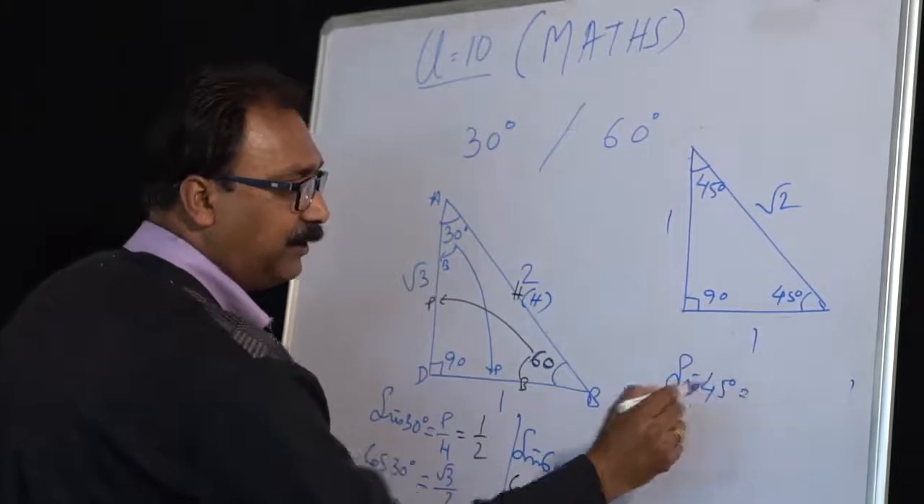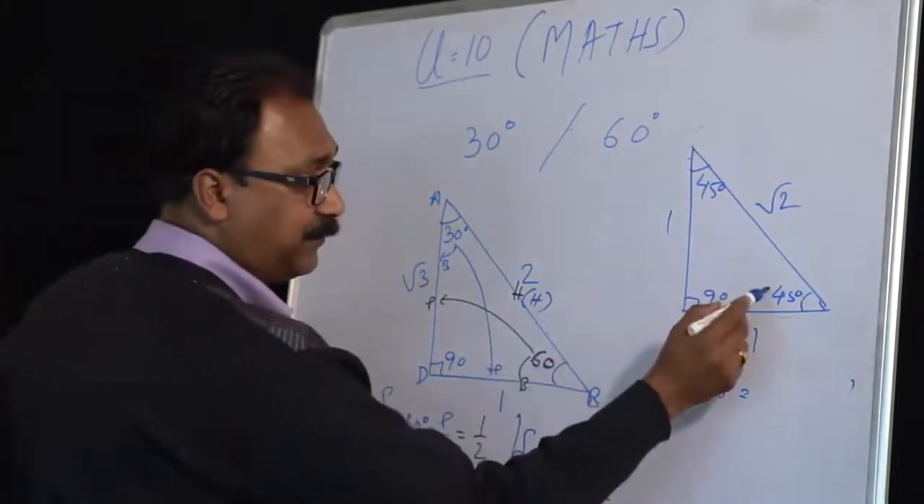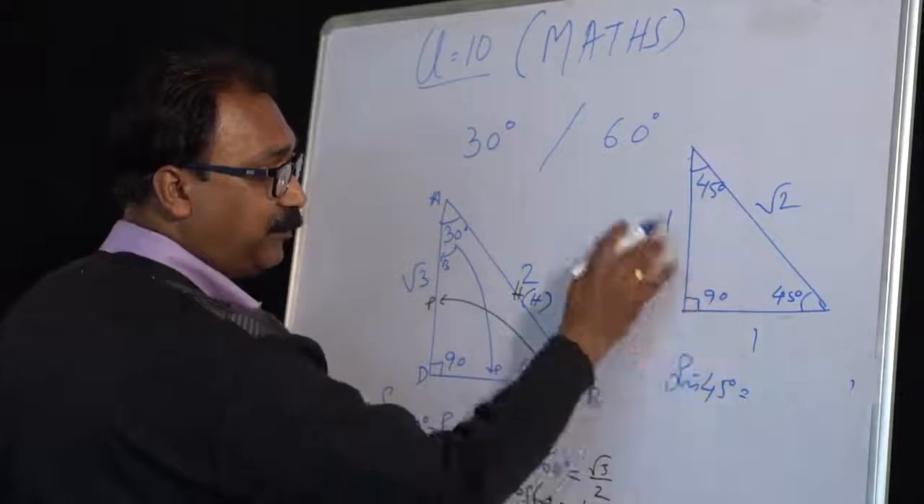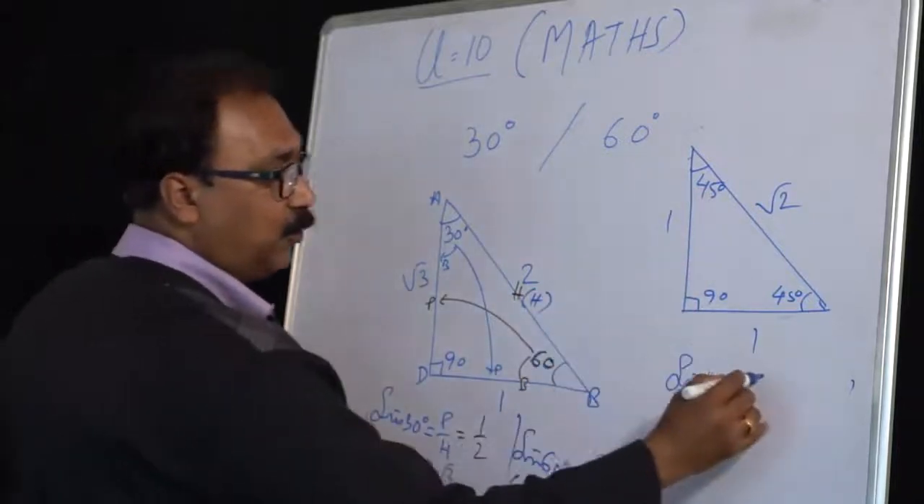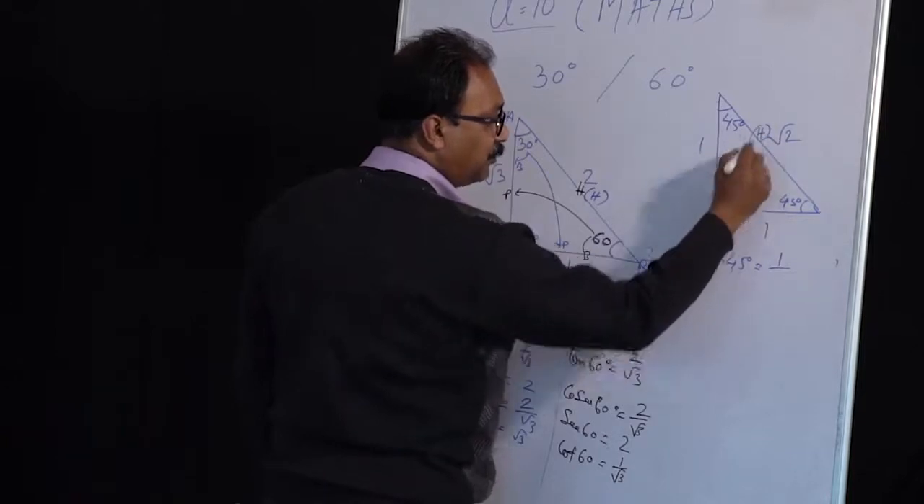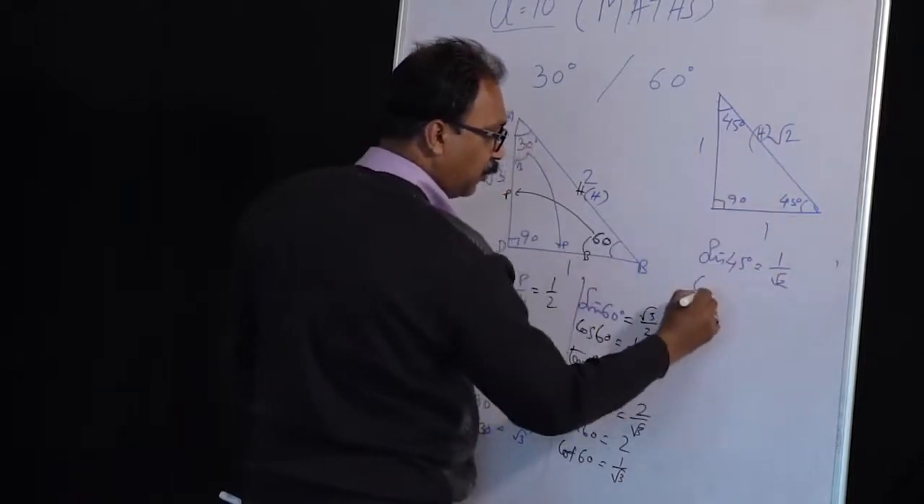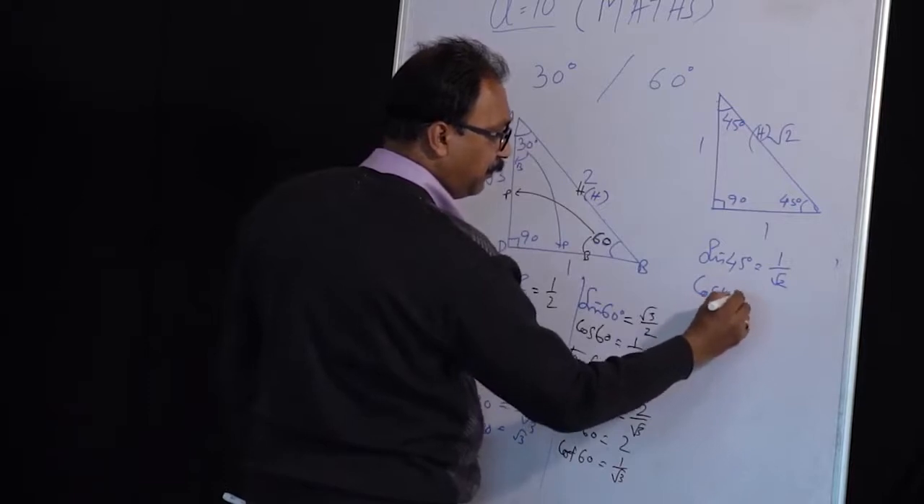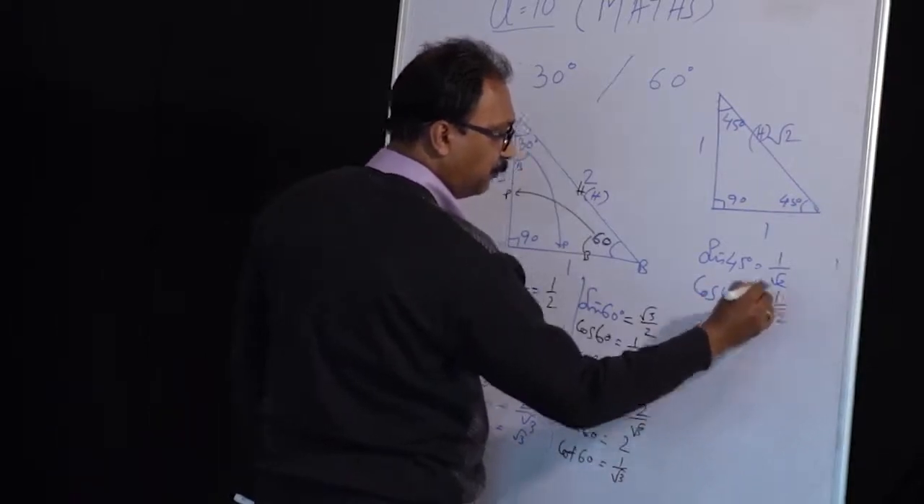Sine 45 degree is P by H. If it is 45, P also there, B also there. P and B are the same. So we can get perpendicular by hypotenuse. The hypotenuse is always opposite of 90, root 2. Cos 45, 1 by root 2.